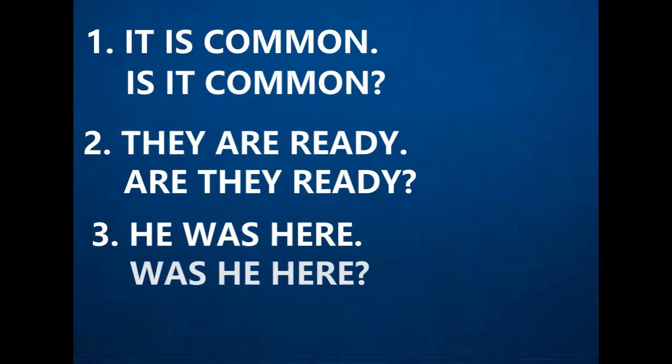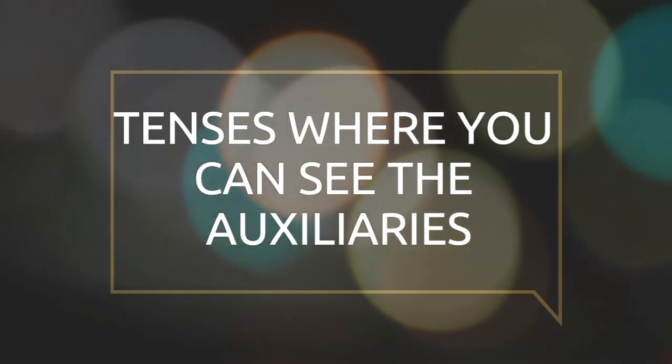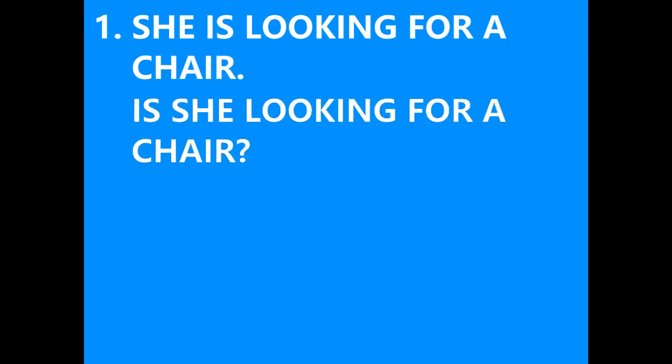Let's move on to another type of question, that is tenses where you can see the auxiliaries. See an example. She is looking for a chair. Same rule only. You have to take that is in the beginning. Is. Then you have to write the subject she. Is she looking for a chair? Put a question mark.